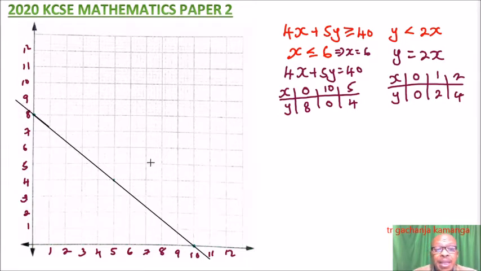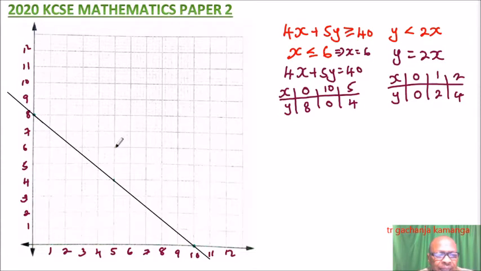Now what remains is to determine which side is the unwanted region. How do we do that? We take a point on one side. Let's take 0, 0. 0 times 4 is 0. 5 times 0 is 0. So 0 plus 0 is 0. Is 0 greater than 40? No, it is not.